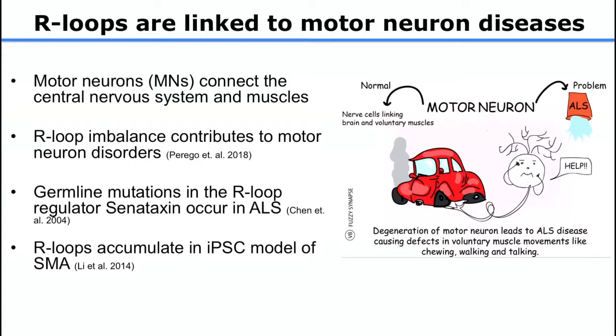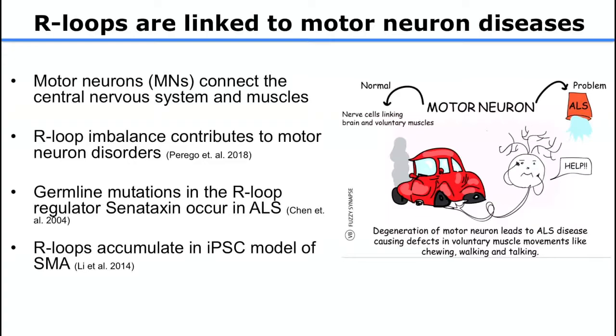Just to give you a quick update on how we're thinking about motor neurons and what we're thinking about in terms of R-loops with this. So as probably most of you know, I guess a mixed crowd, I don't know who knows what, motor neurons connect the central nervous system to muscles to help innervate and move muscles forward. It's already been shown that R-loop imbalance is thought to contribute to motor neuron diseases.